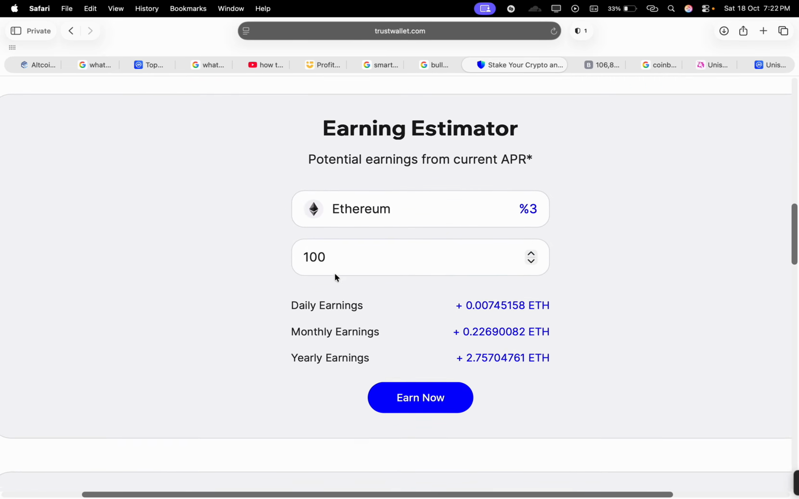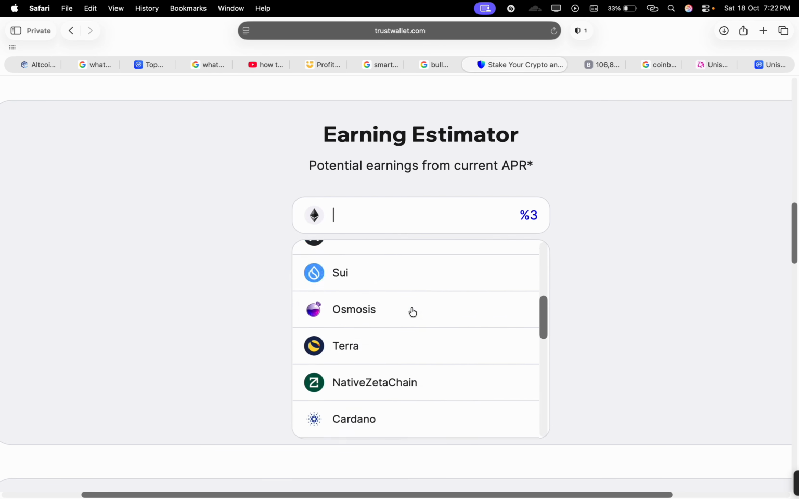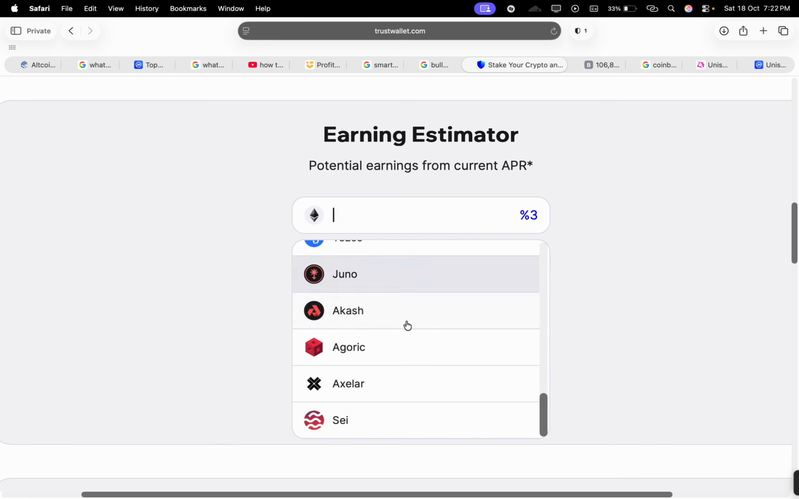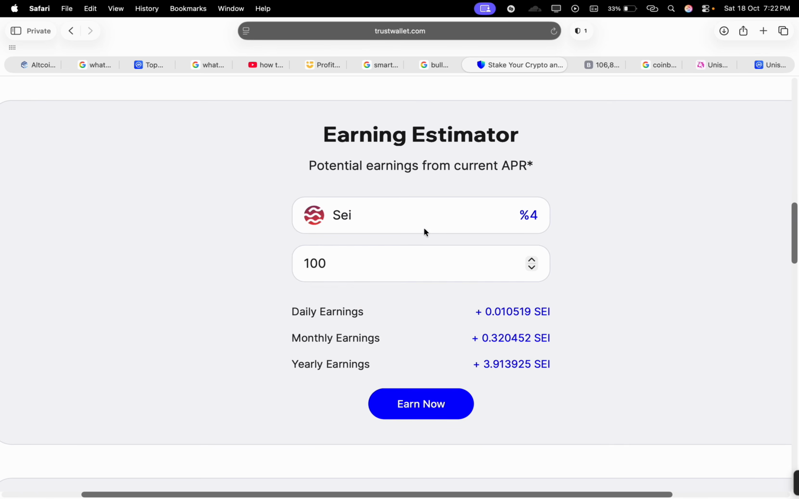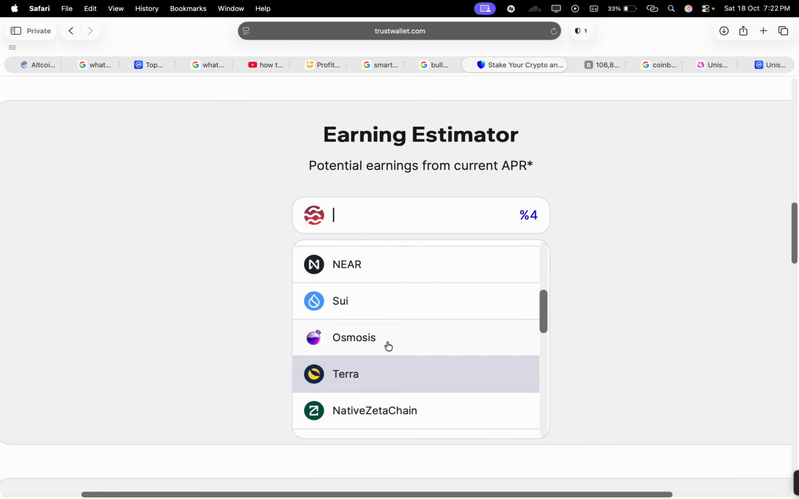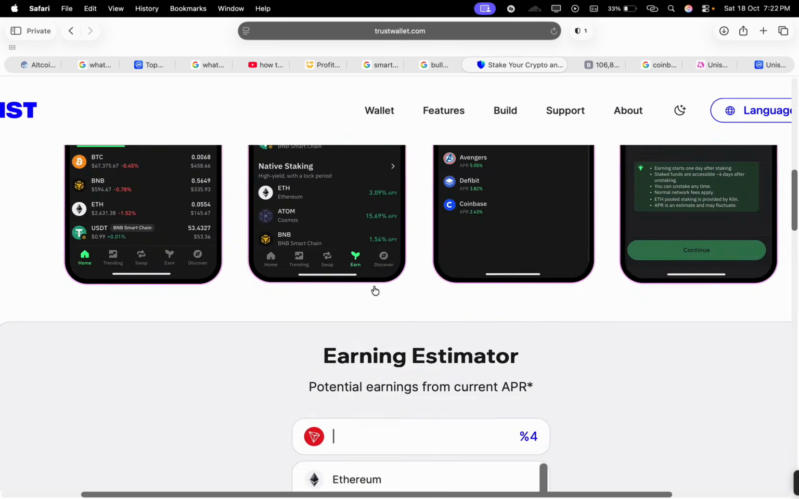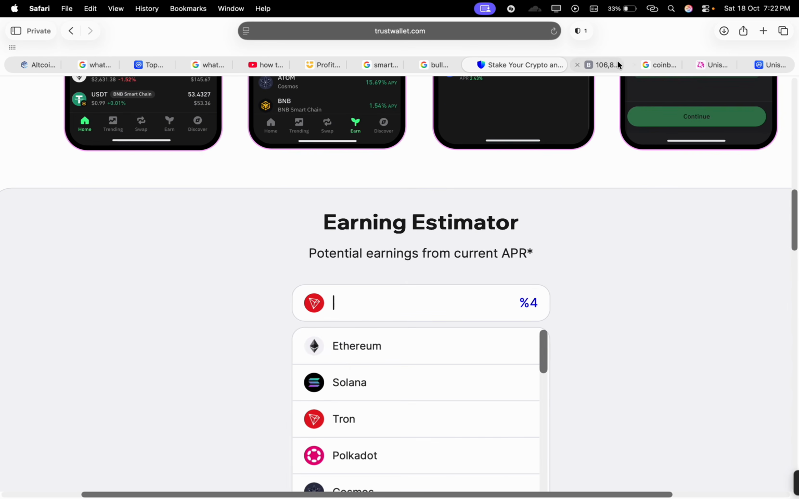You can see the options here. If you put Ethereum, you're getting 3% APR. In some cryptos you will get better interest, much better than the banks. With Near Protocol I'm getting 8%, and with Tron I'm getting 4%. It is different on different websites. You can check on Binance.